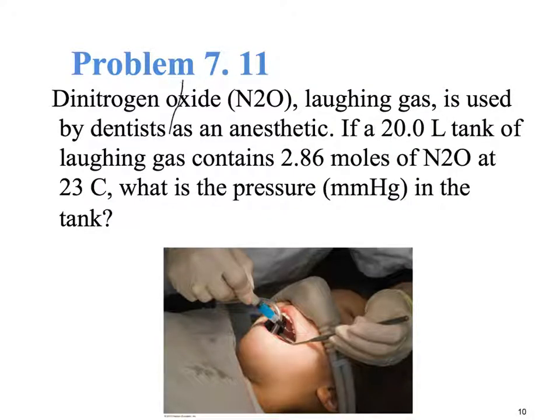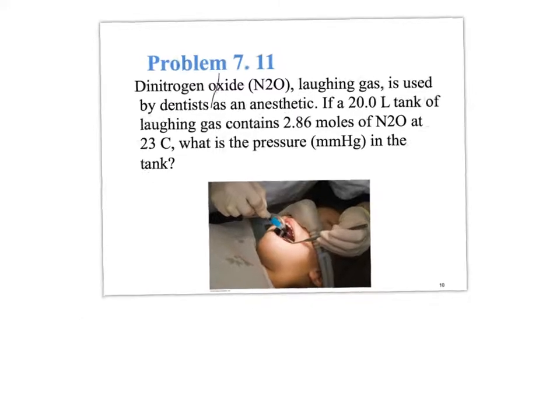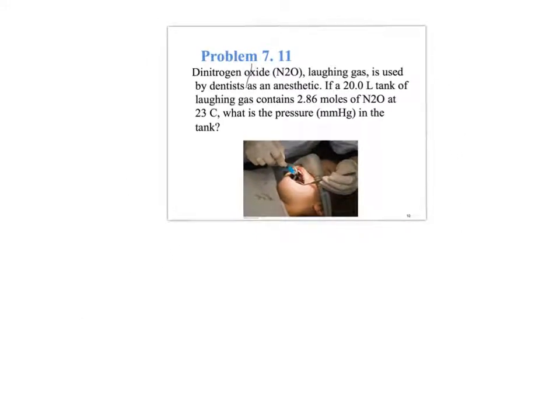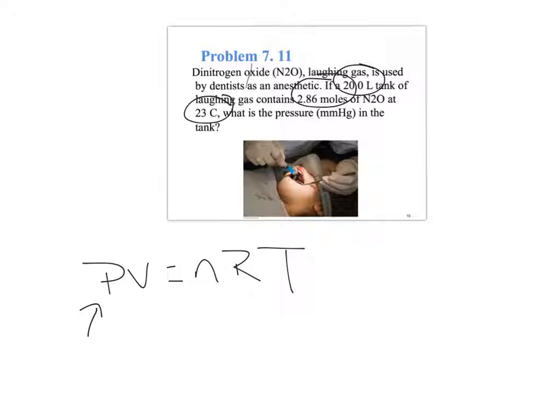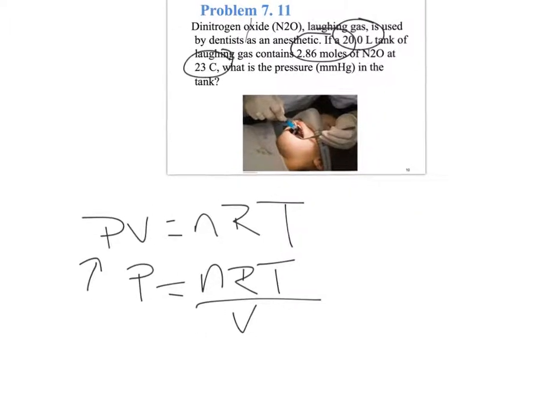All right, so this problem over here, they are giving us the volume, they are giving us the moles, temperature, and they want the pressure. So we know PV equals nRT. The pressure is the question, so we're going to solve for pressure. Pressure will be equal to nRT over volume. Okay, so now we are going to substitute the values.